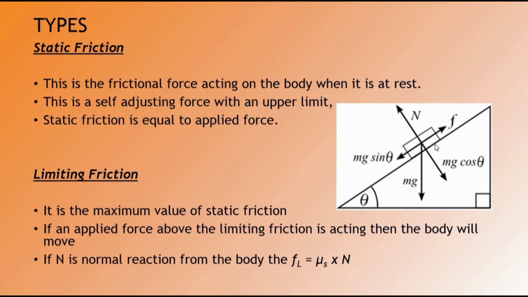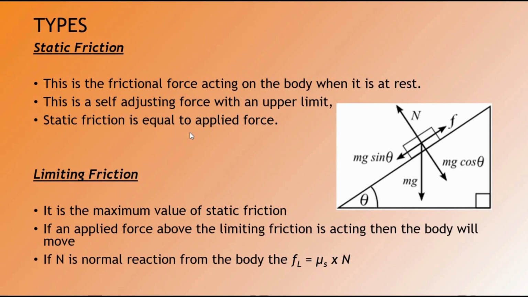If I increase the mass of the block, mg sine theta keeps increasing and F along with it will keep increasing. That is called self-adjusting force. F will increase until it reaches an upper limit, which is called the limiting friction. If I increase the mass such that mg sine theta exceeds that limiting friction, then the block starts moving downwards and the equilibrium is lost.